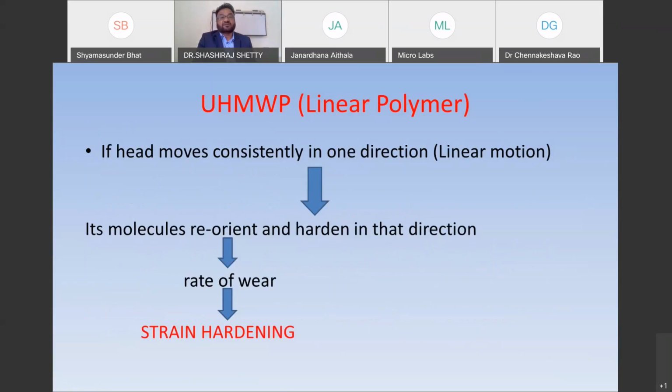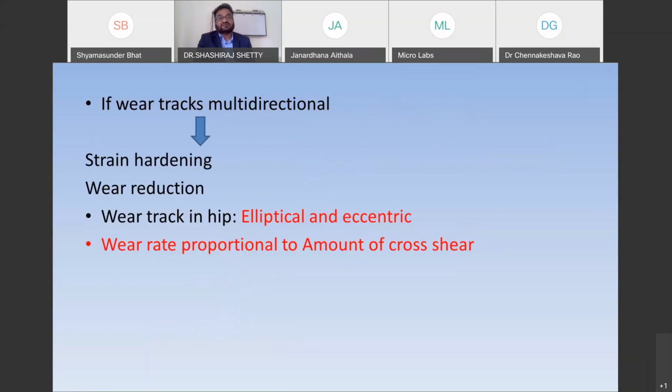Ultra high molecular weight polyethylene: if the head moves consistently in one direction, that is called linear motion, its molecules reorient and harden in that direction. So it is called strain hardening. If the wear track is multidirectional, there is no strain hardening and wear is not reduced. The wear track in the hip is elliptic and eccentric. Wear rate is proportional to the amount of cross shear.